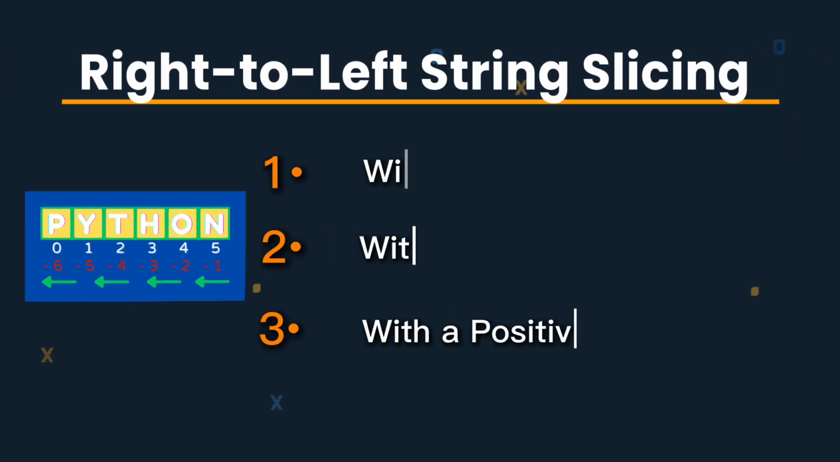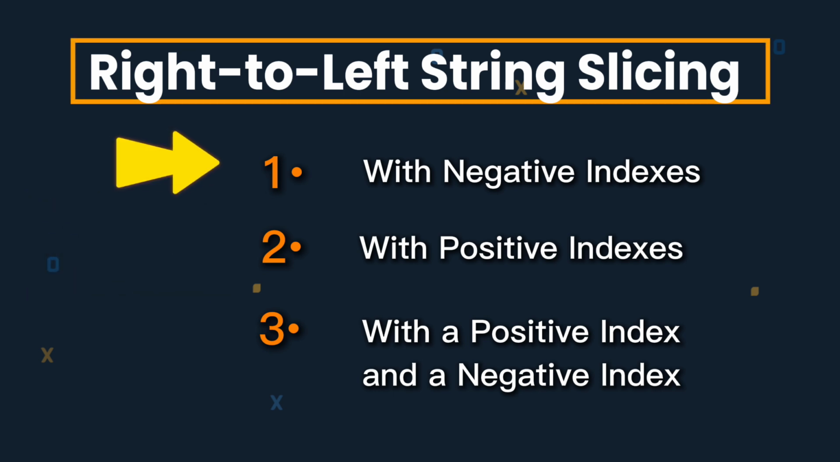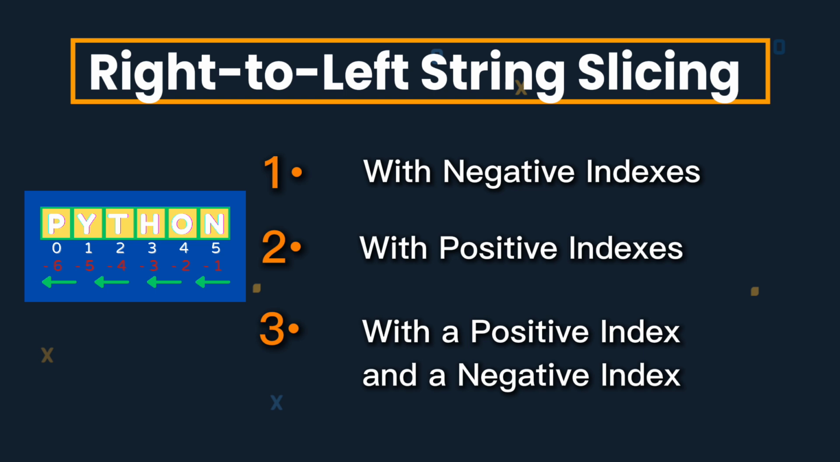In Python, we can slice strings from right to left using slice syntax. This lets us extract specific parts of a string based on their position. There are three main options for doing this: using negative indexes, using positive indexes, or combining a positive index with a negative one. Understanding these options helps us write more flexible and powerful string operations. So let us start with the first option, slicing with negative indexes.